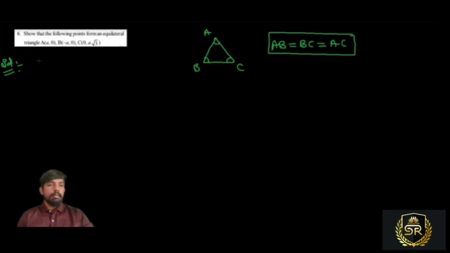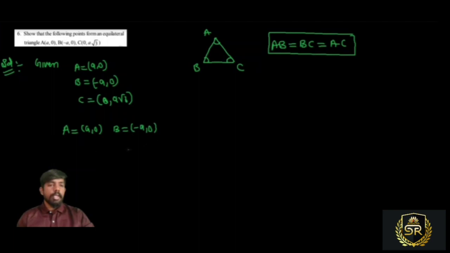Now we have the given points. First write the given points. A is equal to (a, 0), B is equal to (minus a, 0), C is equal to (0, a root 3). Now from here we can find AB, BC, AC, right? AB: A point is (a, 0), B point is (minus a, 0). We know the distance formula. What is the distance formula? Write the distance formula first.